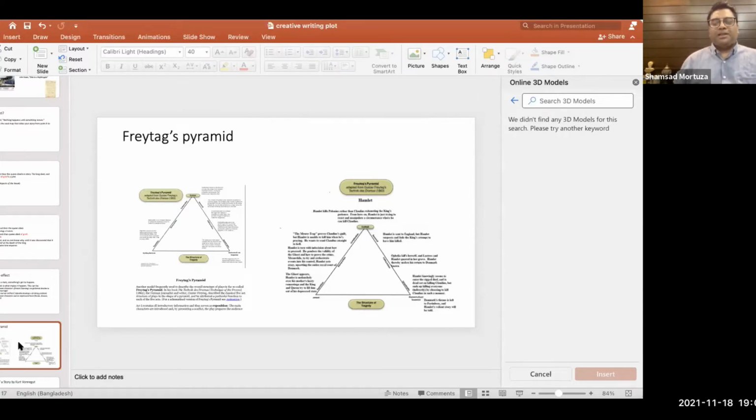So the rising action, and then Polonius is killed. That's where the climax is reached. And then the falling action: Hamlet is sent to England, and then all the killings happen. So finally, you come to a kind of resolution. But when you reach there, you find that the throne is left empty, and the Norwegian prince, on his way back, finds an empty throne.